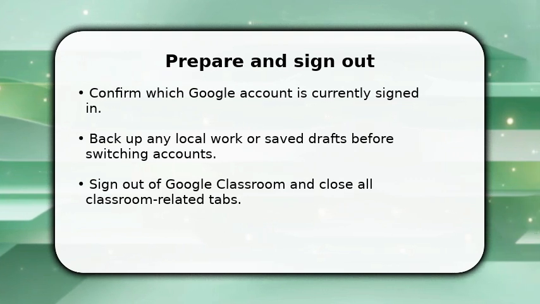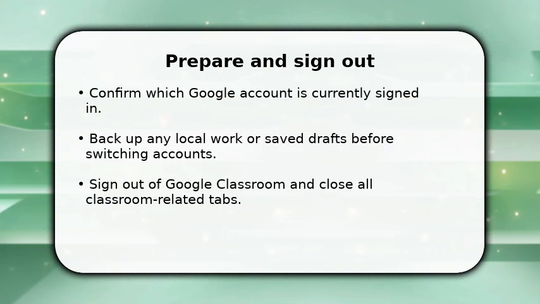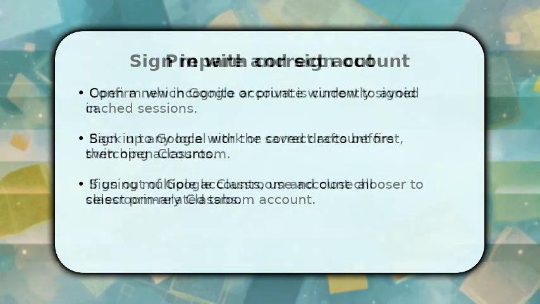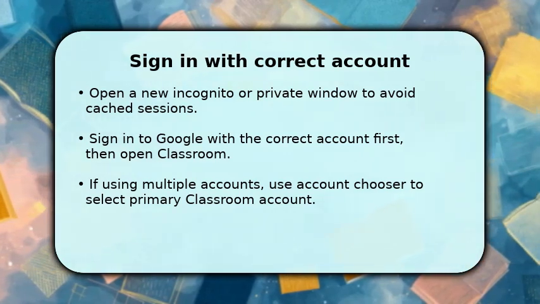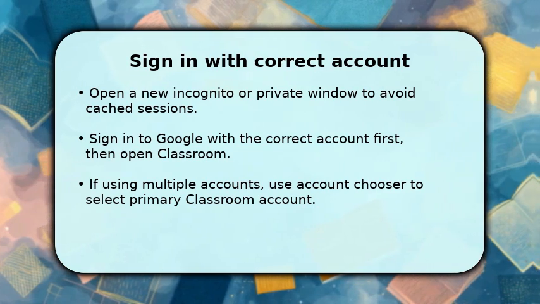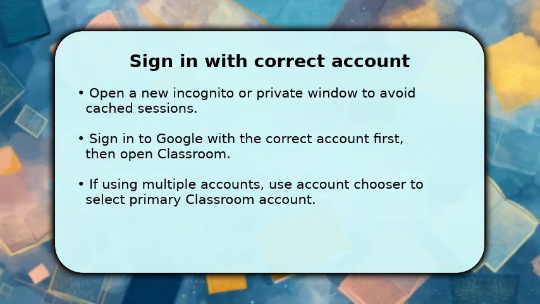Make sure you also remove saved passwords in the browser autofill if they force the wrong login. Now sign in correctly. Open an incognito or private browser window to avoid cached credentials and then go to Accounts.Google.com. Sign into the Google account you want linked to Classroom first. This primes the account as primary in the session.